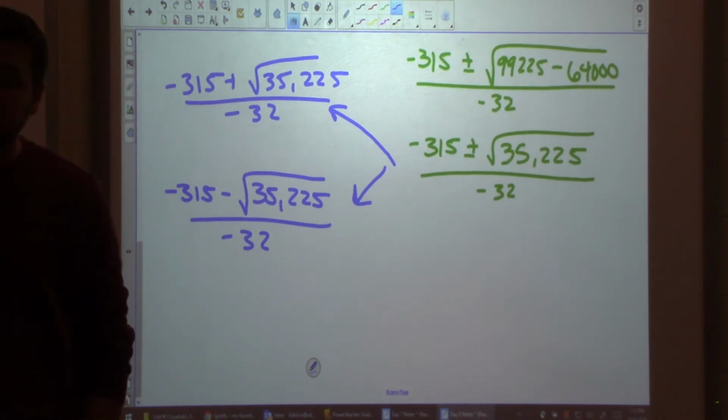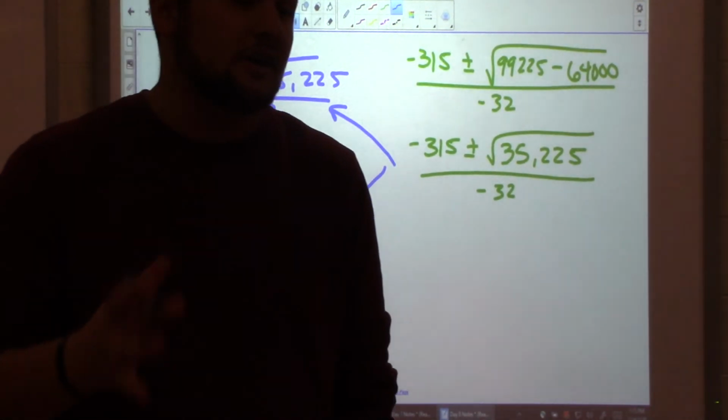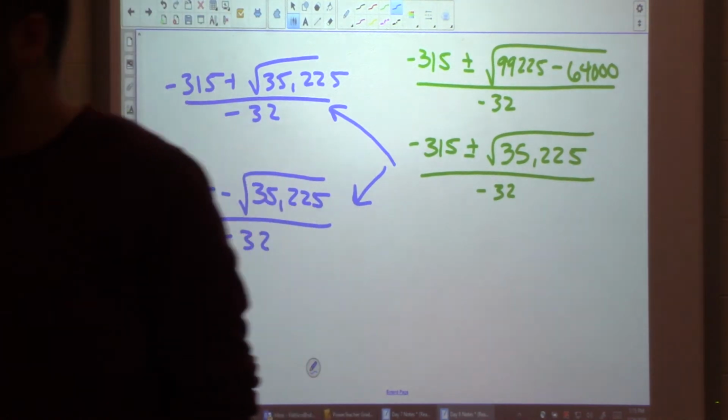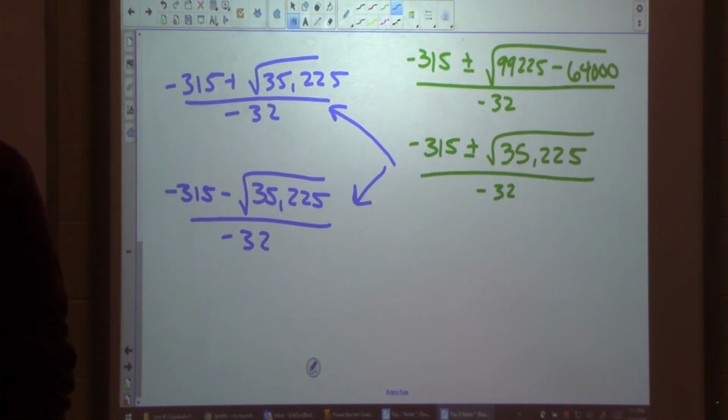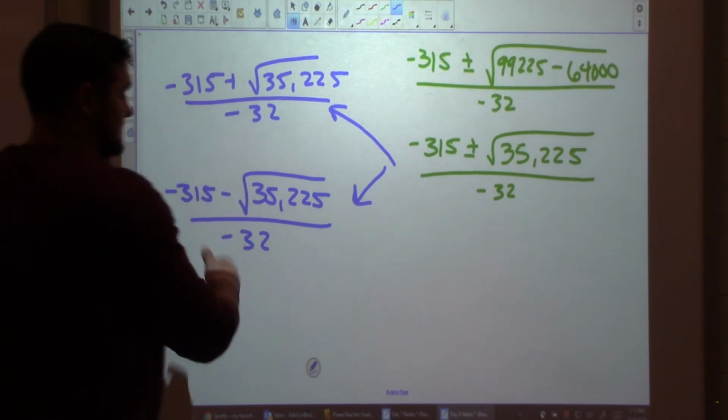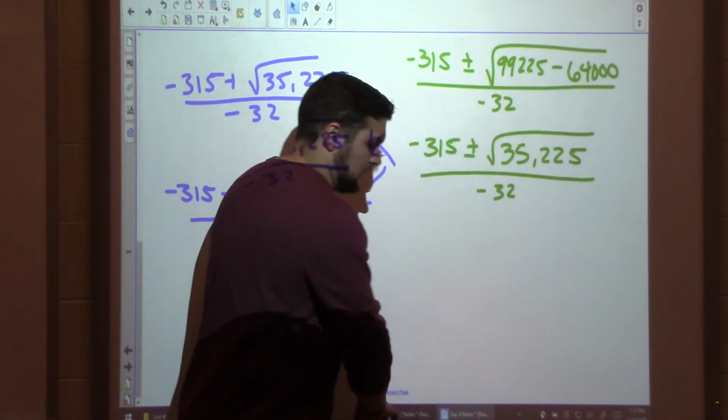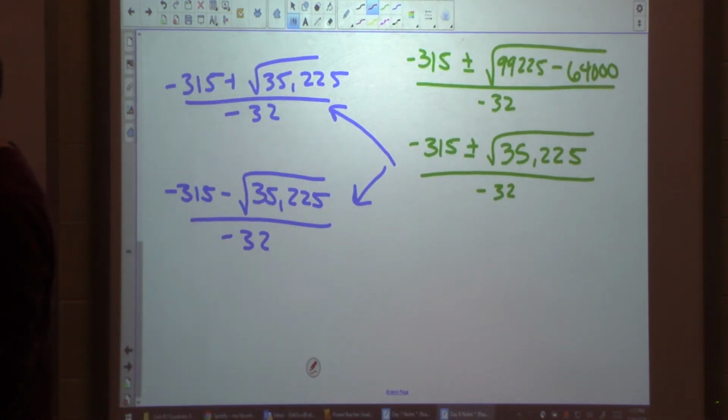Now, like I said before, be careful how you put it in your calculator. I would always do the numerator, hit enter, then hit divided by negative 32. Otherwise, it might mess up. If we mess up on our parentheses, we don't close a parenthesis under a radical, things like that. So once you get those two answers, please round to 2 decimal places.